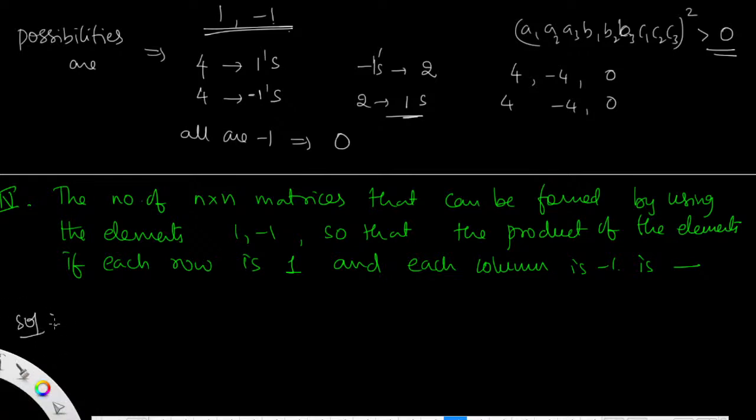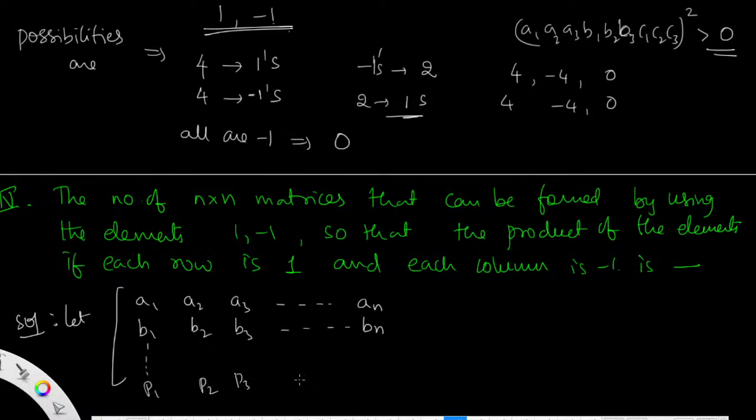First we have to write it as an n by n matrix, that is in the form: let A1, A2, A3, and so on up to An, n elements, and then B1, B2, B3, and so on up to Bn, and then P1, P2, P3, and so on up to Pn elements. Then the order of the matrix is n by n. So take the values as n rows and n columns. Such a matrix is called an n by n matrix.